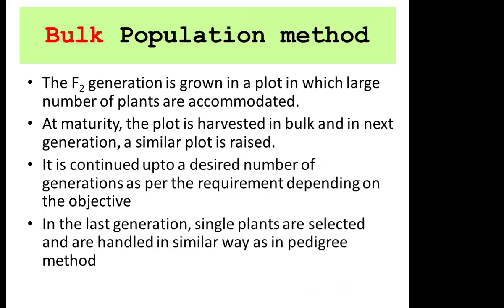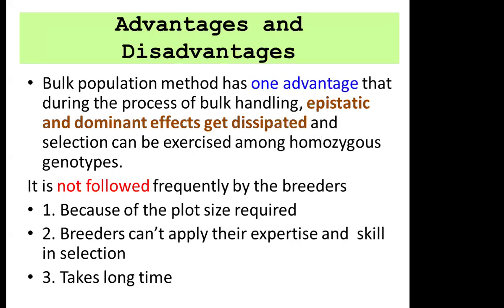And this bulk population method is known, but it is not that useful for groundnut breeders. Every time we have to harvest in bulk and sow a similar plot. There is no control here over the variation. We harvest one bulk in the F2 generation, and a similar plot is raised from the harvested bulk. In the last generations, F4 or F5, we'll be selecting single plants in the material. Next slide, please. Next slide.